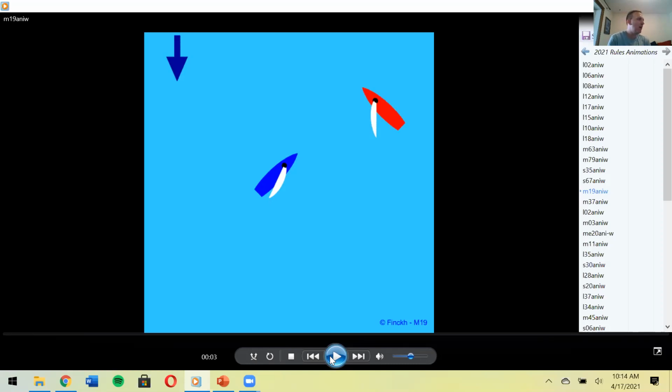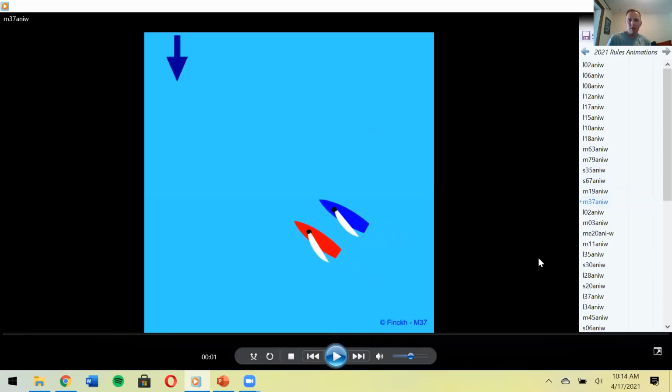So it doesn't matter if you drop your main sheet. If you're on port, and this is what happens in this animation here, red starts to tack, gets to a close hauled course and luffs. Probably what happens here, red has dropped her main sheet. So it has nothing to do with the sail trim. The only thing that matters is the actual course, which is a close hauled course.